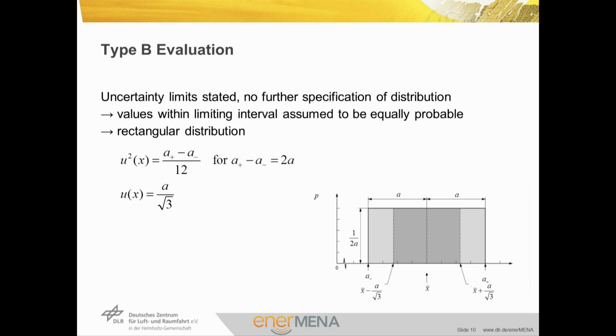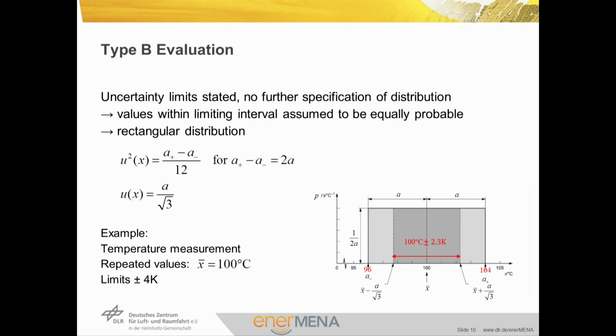For the calculation of the standard deviation of such a rectangular distribution, the half-width is decisive. The value of a corresponds to the half-width of the limiting interval. On this basis, the standard deviation is calculated as half-width divided by the square root of 3. In the case of a temperature measurement with the best estimate of 100 degrees centigrade and plus minus 4 K as limiting uncertainty values, this would result in a standard deviation of about 2.3 K. Thus, the measurement would read 100 degrees centigrade plus minus 2.3 K.